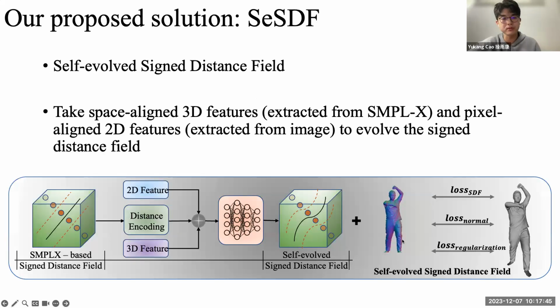Specifically, we propose an SeSDF module to evolve the SMPL-X-based signed distance field by incorporating the 2D pixel-aligned features and 3D space-aligned features, and get the evolved signed distance field which contains more clothing details, which is also consistent with the input image, which is the 2D image features.